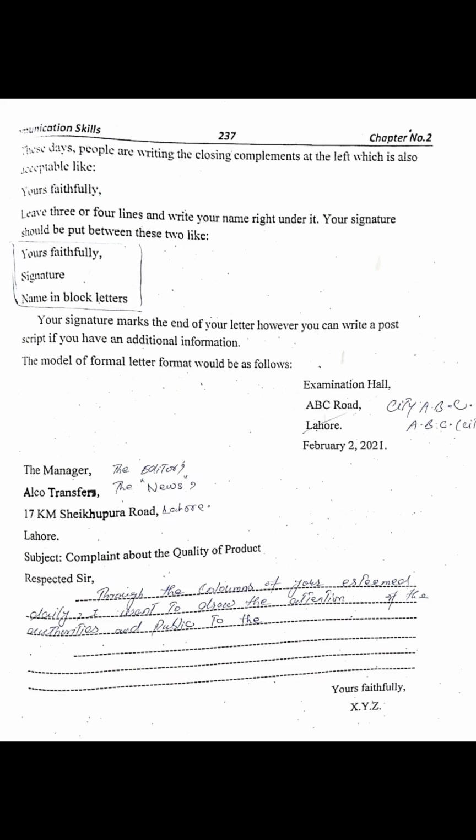Leave 3 or 4 lines and write your name right under it. Your signature should be put between these two lines. Yours faithfully, then put your signature and name in block letters. Your signature marks the end of your letter. However, you can write a postscript if you have additional information.